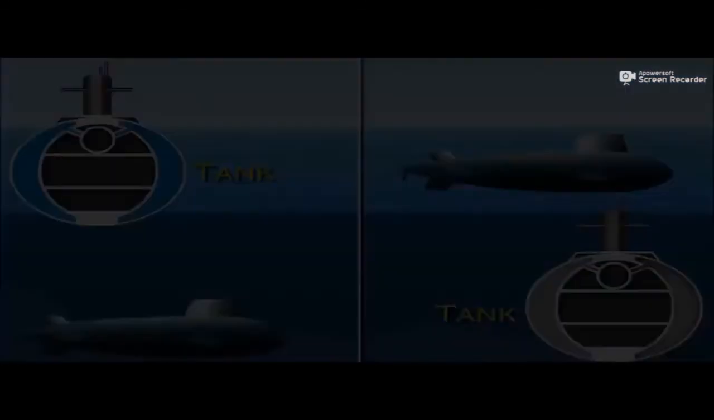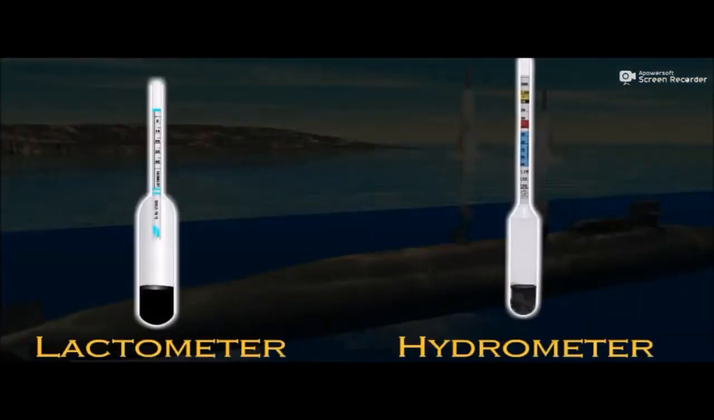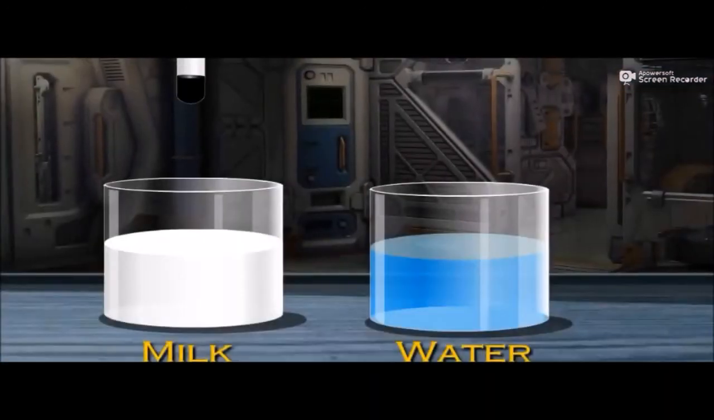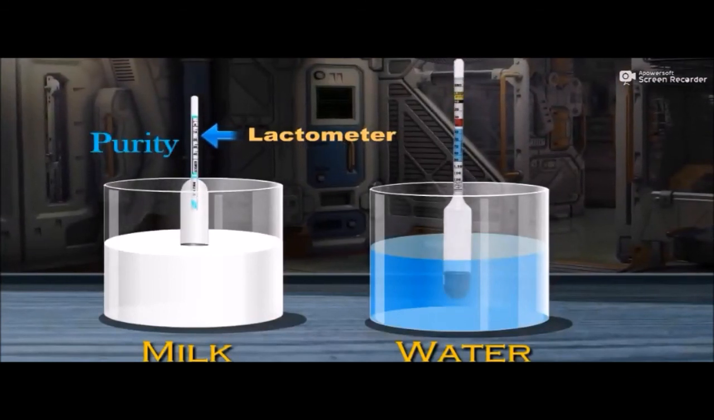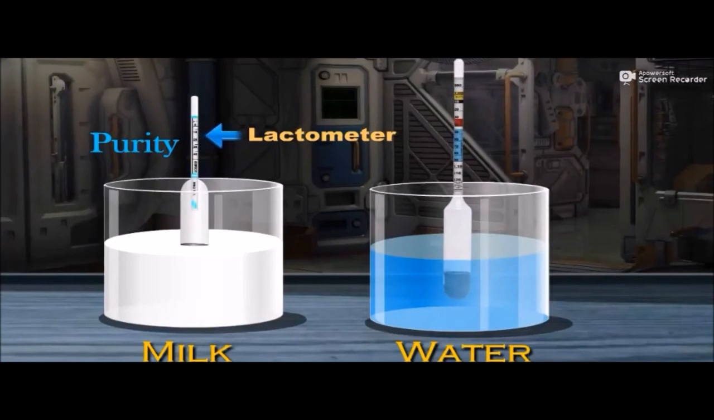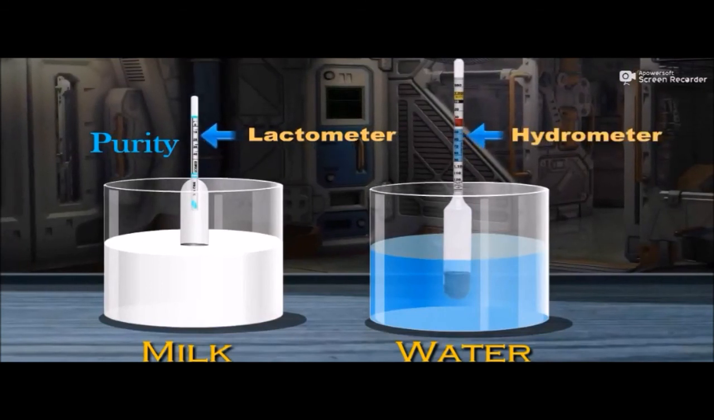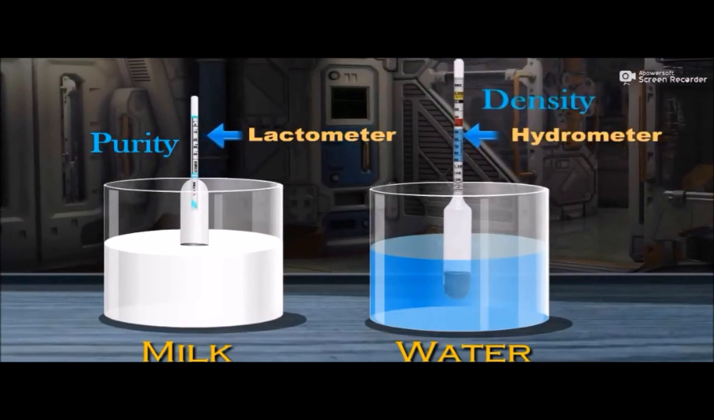Various instruments like the lactometer and hydrometer are based on this principle. Till a few years ago, lactometers were used to determine the purity of a sample of milk, while a hydrometer is used to determine the density of a liquid.